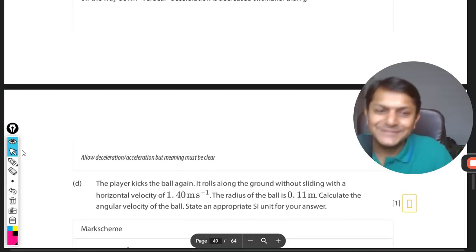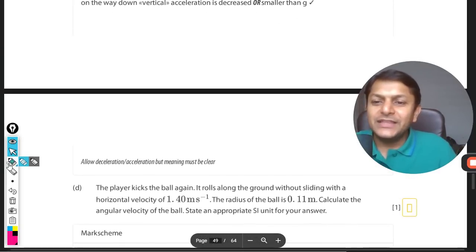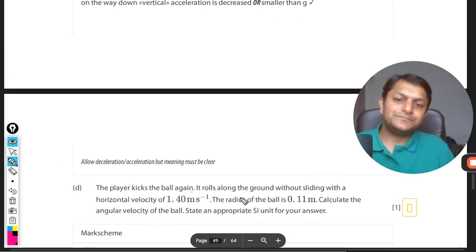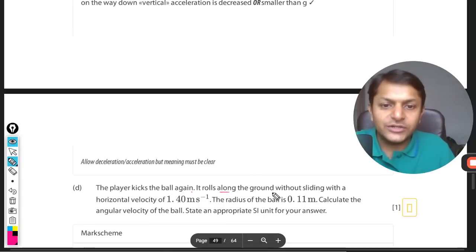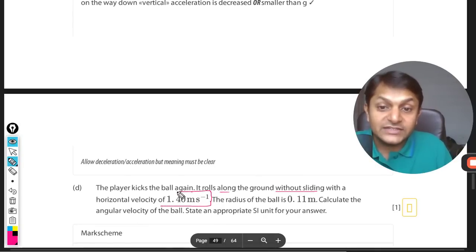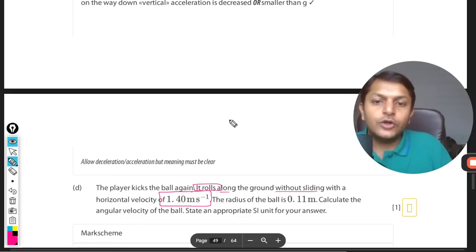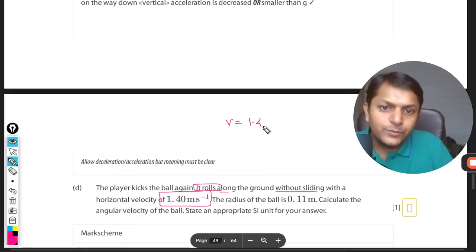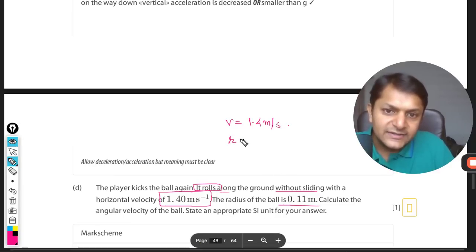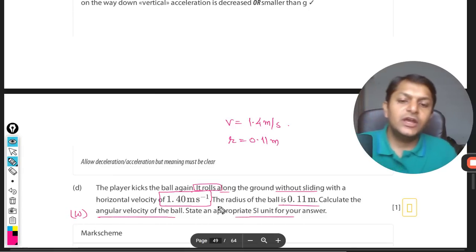There is one more question. The player kicks the ball again. It rolls along the ground without sliding with the horizontal velocity of this. Oh my god, now it talks about the rolling motion. The horizontal velocity is given as 1.4 meter per second. The radius of the ball is this. Calculate the angular velocity, state the appropriate unit.